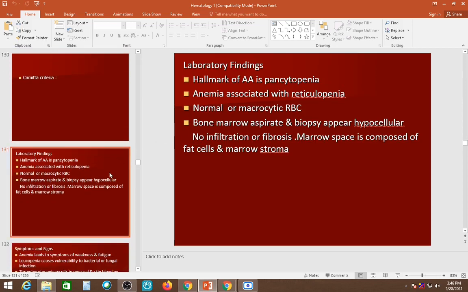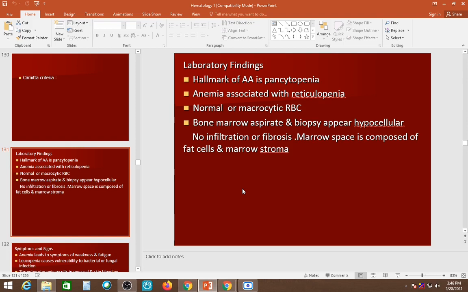So now we come to the laboratory findings. How to diagnose? Remember that the hallmark of aplastic anemia is pancytopenia. All the cell lines should be low. And remember that anemia is associated with reticulopenia, meaning the reticulocyte count is low, right? When we classified anemia, I told you that you have to see the reticulocyte count. If there is reticulocytosis, it goes towards hemolysis. But if the reticulocyte count is low, it goes towards a hypoproliferative anemia or a maturation defect.